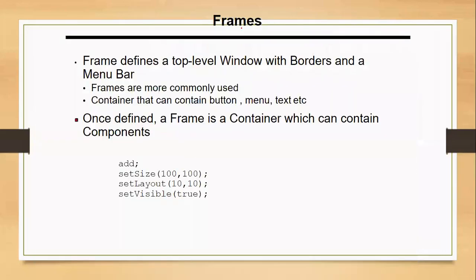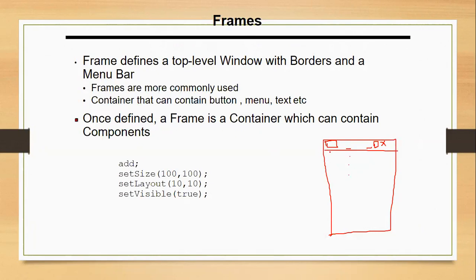What do you mean by a frame? Now, frame is a top level window with a border and a menu bar. Like this, you call it a frame. You'll have a minimize button, you'll have a maximize button, you'll even have an exit button. Okay. And here you'll have an icon button. So this is what you call basically a frame. Okay, frame, you'll have a border, you can have menus in your frame, and you can have text, you can have labels, you can have button and all that.